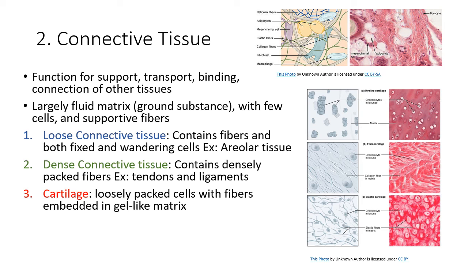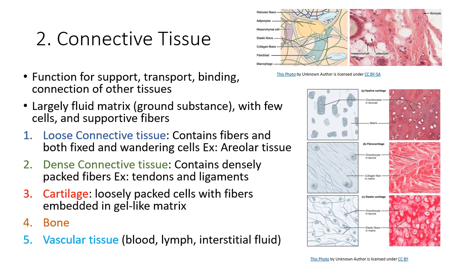Cartilage has loosely packed cells with fibers embedded in a mostly gel-like matrix. Your ear is made of cartilage, and the end of your nose, very flexible material. Bone, of course, you know what bone is. It's very hard and is for providing a scaffolding for muscles to attach to, and forms a skeleton.